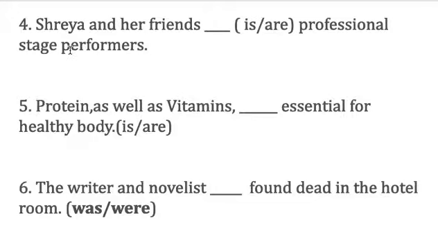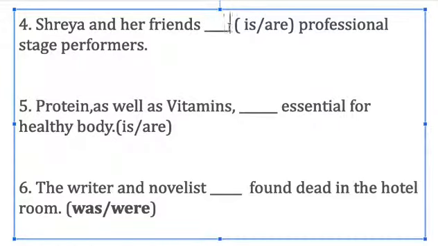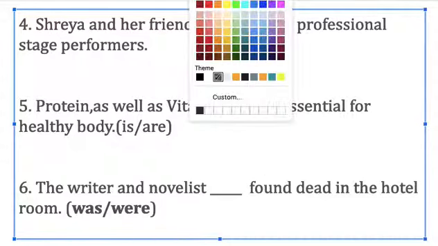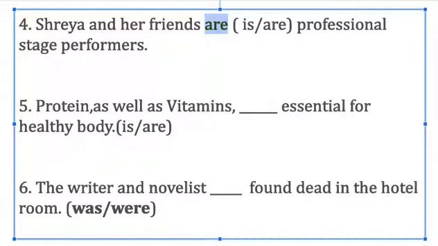Friends, it means Shreya is one girl and her friends got combined, they become many. So definitely for that reason I use "are": professional stage performers. Got it? Obviously it is plural out here. So for the plural subject we use a plural verb, "are" is the plural form.